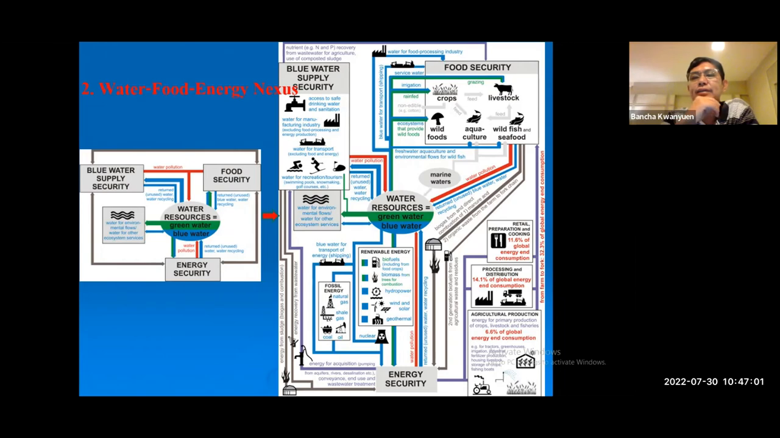And you can have food security here on the top. That means water can be used for crops, and for livestock, of crops to feed livestock, and water for the crop itself, for aquaculture. And you can have the blue water supply security on the left. That means water needs to have access to safe drinking water, water for industry, water for transportation, water for recreation, tourism, and some other things.